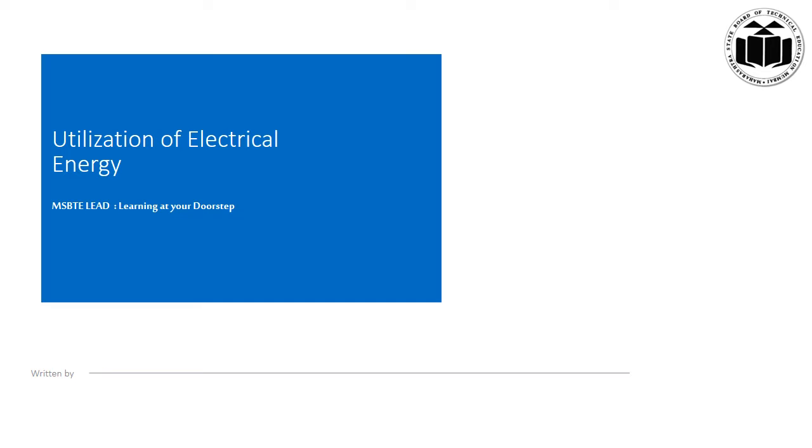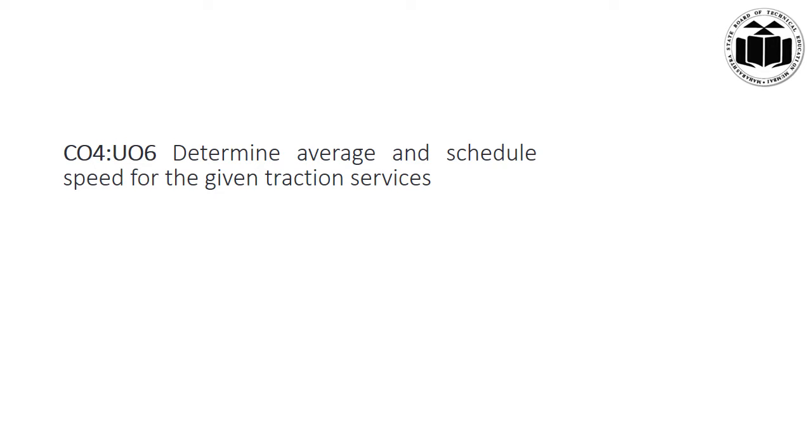The course is Utilization of Electrical Energy. This presentation will help students in achieving one of the course outcomes of the said course, that is Course Outcome number 4, Electric Traction. The unit outcome of this presentation is, after learning this UO, the student will be able to determine average and schedule speed for the given traction services.